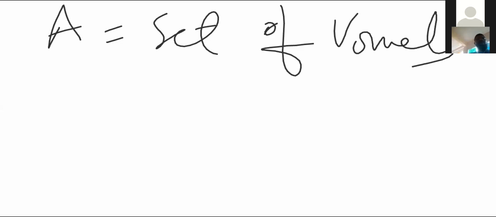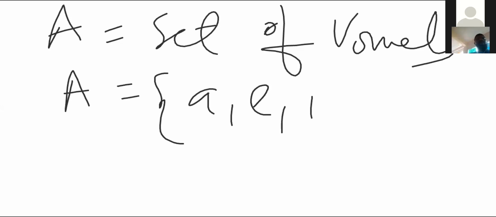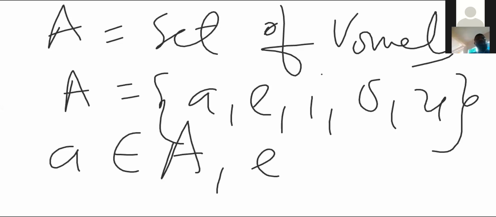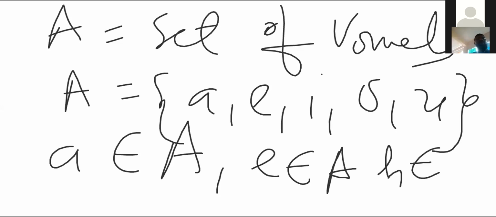Okay, so the elements of A are A, E, I, O, U. Just to remind you, A is an element of A. E is an element of A. And then you can also write H is not an element of A. I hope that notation is okay with you.